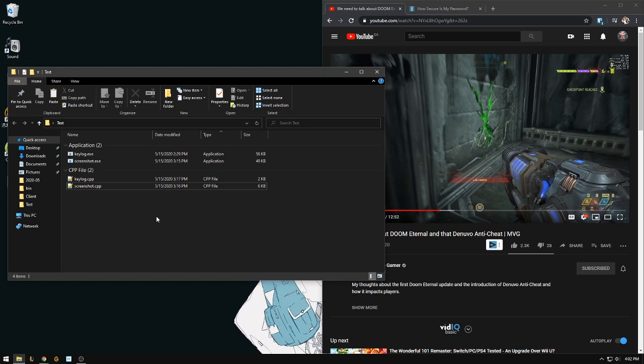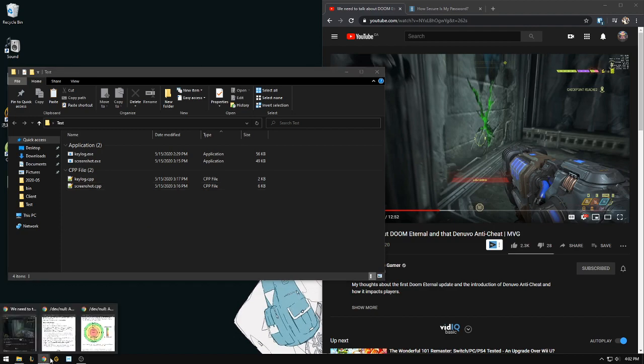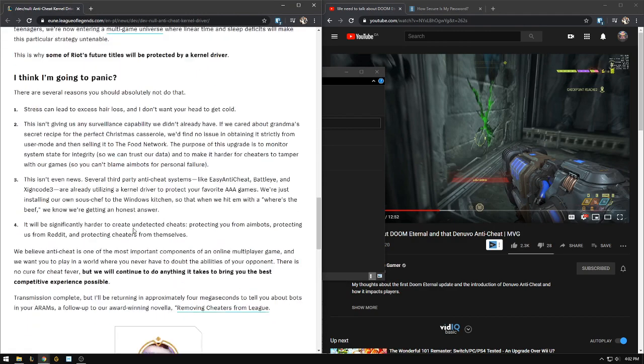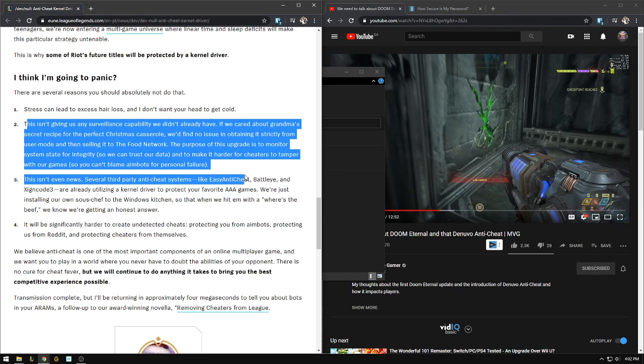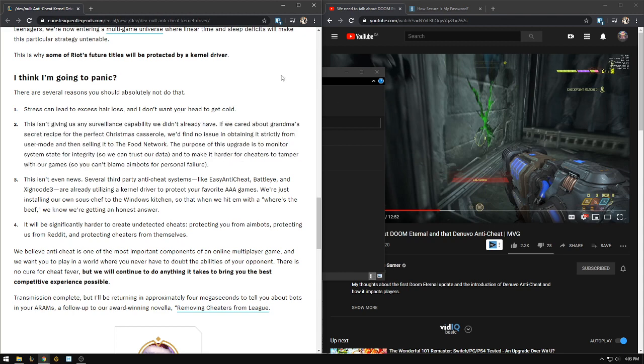Inside of the Riot post, they specifically say, and rightly so, this doesn't give them any surveillance capability they didn't already have. If we cared about grandma's secret recipe for the perfect Christmas casserole, we'd find no issue in obtaining it strictly from user mode and selling it to the Food Network. The purpose of this upgrade is to monitor system state for integrity, so we can trust our data, and to make it harder for cheaters to tamper with our games.